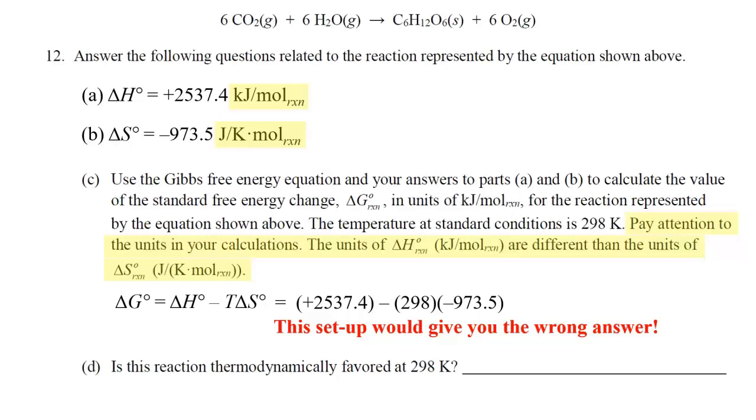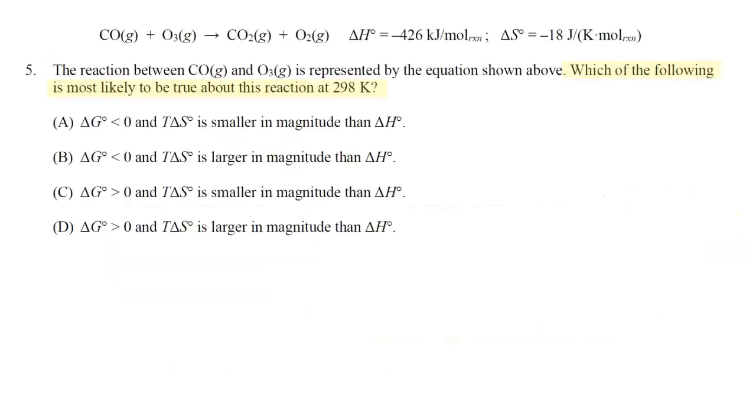Pay attention to the units in your calculations. The units of delta H have kilojoules, and that would be different than the units of delta S, which are joules per Kelvin mole of reaction. So again, pay attention to kilojoules and joules. Otherwise, if you ignore those units, then you could have an incorrect answer. All right, so back to question 5.